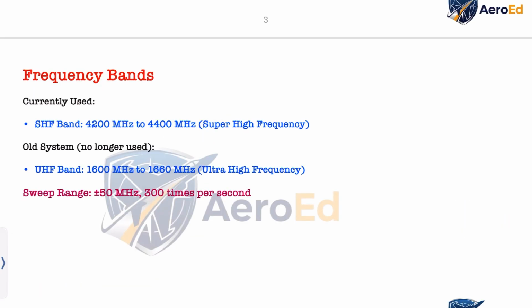So next is the frequency band. The radio wave uses the super high frequency band, which is 4200 megahertz to 4400 megahertz. You have to learn this. And in older systems, the radio wave used ultra high frequency, which is 1600 megahertz to 1660 megahertz. The sweep range is plus minus 50 megahertz. We have already read this in the previous slide, right? And it happens 300 times per second. You have to learn this.